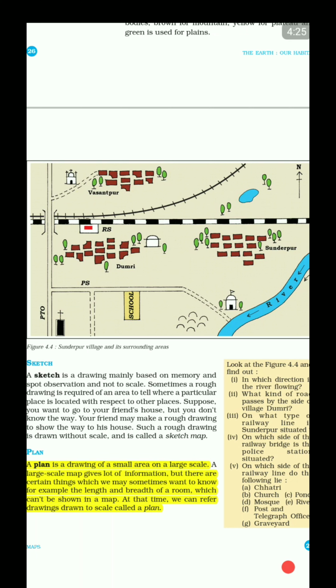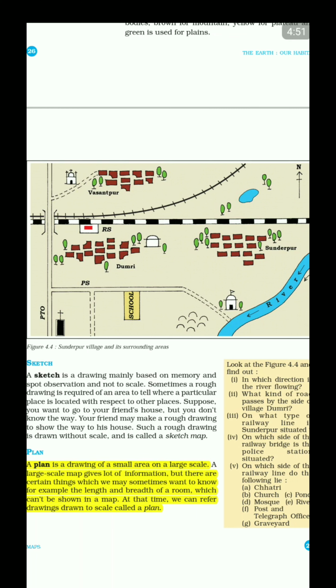What is a plan? A plan is a drawing of a small area on a large scale. A large scale map gives lots of information, right? For example, here you see it gives lots of information, but here are the buildings of a temple. You can't find the dimension of a room. What is the size of the room?